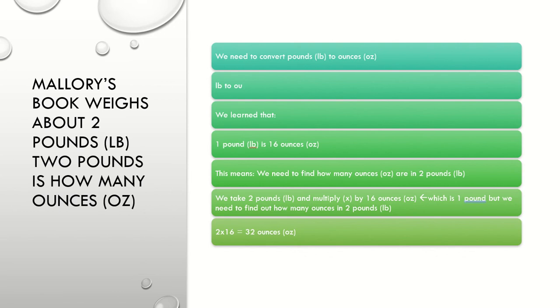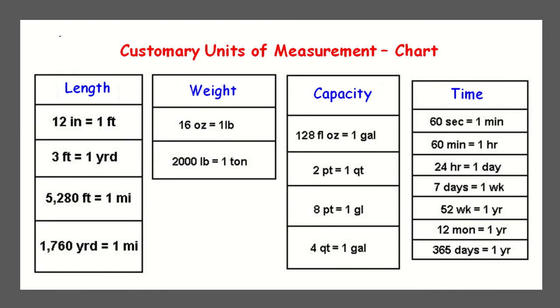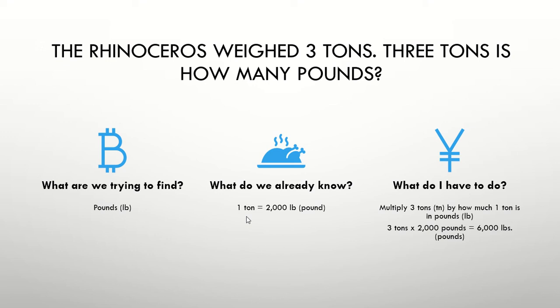Okay, let's look at other examples. The rhinoceros weighed 3 tons. 3 tons is how many pounds? So, what are we trying to find? We're trying to find pounds because that's what the question is asking. What do we already know? Okay, if you don't remember, you can always come back to the chart here to remember a ton. Oh, look, there it is, 2,000 pounds. So we know that 1 ton equals 2,000 pounds.